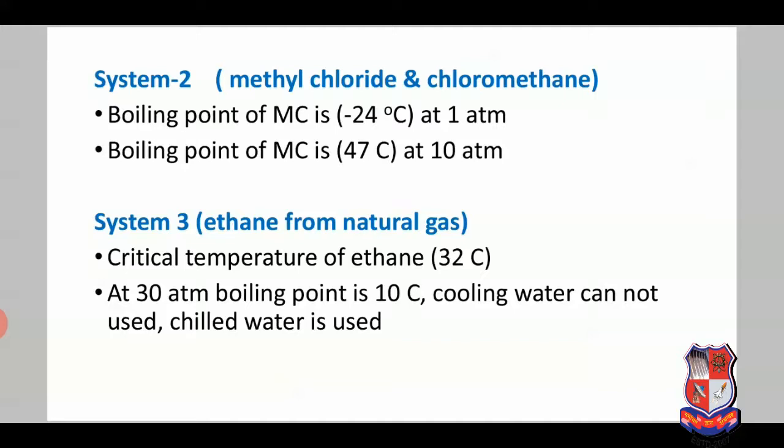So even at this much higher pressure we are not able to condense the ethane. So the option available is that we have to go for some expensive cooling medium like chilled water, which is available at 4 to 5 degrees Celsius. Now this will be able to condense ethane vapor from natural gas.